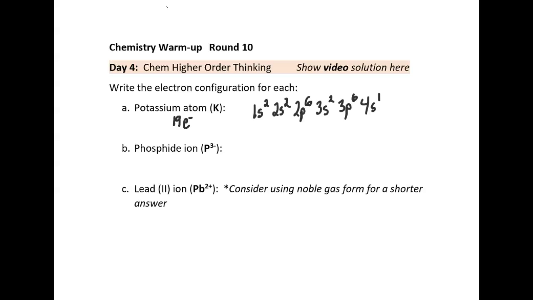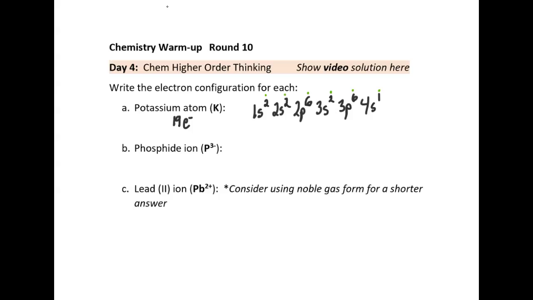I have located 19 electrons. 2 and 2 is 4, and 6 is 10, and 2 makes 12, plus 6 makes 18, plus 1 makes 19. Question B, let's do the electron configuration of the phosphide ion. And the symbol is a capital P with a -3 charge in the corner.